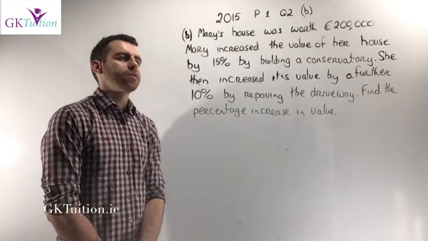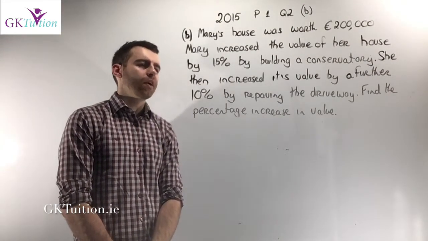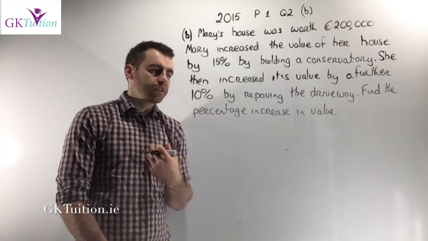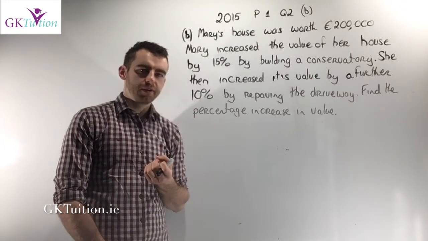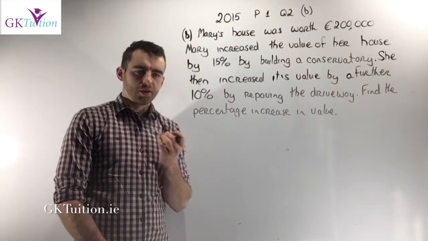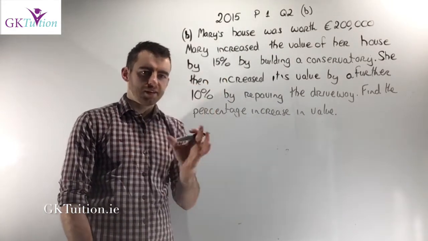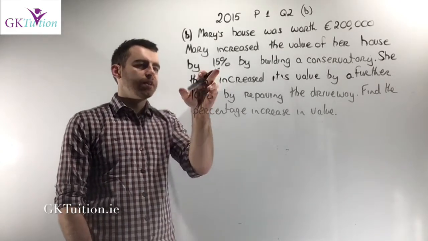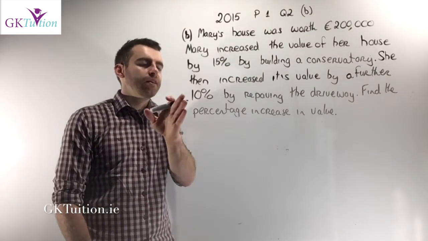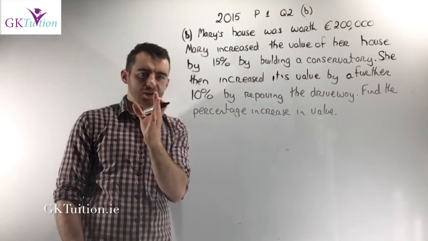Okay, in the second part of this question, we were told that Mary's house was worth €200,000. Mary increased the value of her house by 15% by building a conservatory. She then increased it by another 10% by repaving the driveway. We've been asked to find the percentage increase in value. So often when I do this question with students, they think you can just add the 15 and the 10. It's not that simple, because this is 15% of the original price. So then it increased in value, and then it increased by 10% of that. So I need to do this separately.